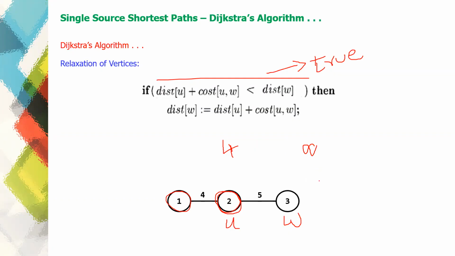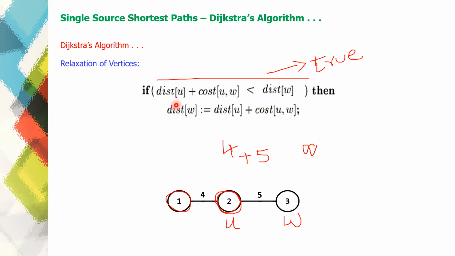plus the cost of the edge from U to W. If it is less than the distance of W, then I'm going to update the distance of W. That is, you have to perform addition of distance of U plus cost of the edge between U and W. That is, I have to add 4 plus 5. 4 is the distance of node 2. 5 is the cost of the edge between U and W.